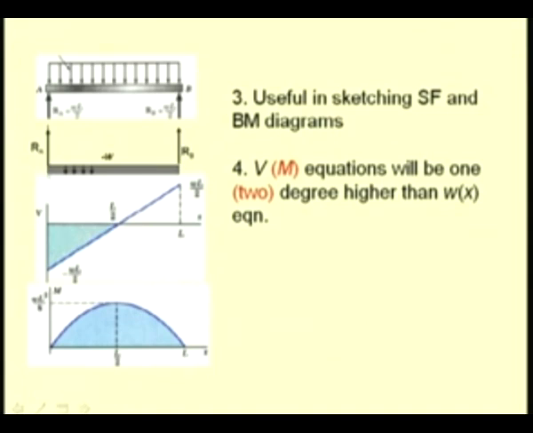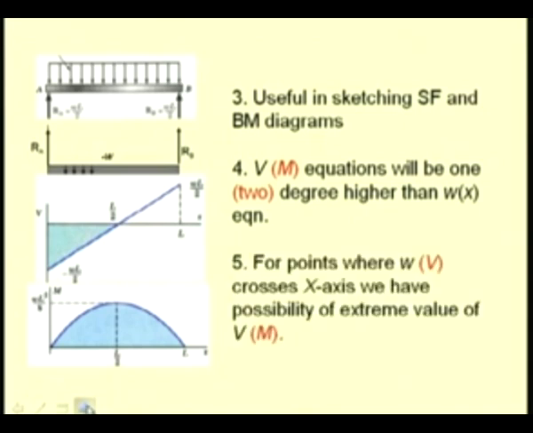So, here we see that the load curve is a constant. So, we have a constantly varying shear curve and the bending moment curve varies as a 2 degree curve. In this case it is a parabola. So, this way it is possible to construct the shear force and bending moment diagram.